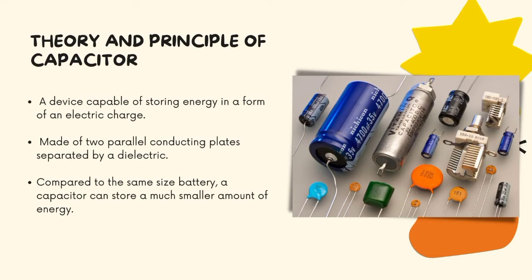Next, theory and principle of capacitor. A capacitor is a device capable of storing energy in a form of an electric charge. It is made of two parallel conducting plates separated by a dielectric, that is a parallel plate capacitor. Compared to a same-sized battery, a capacitor can store a much smaller amount of energy, which is around 10,000 times smaller, but useful enough for so many circuit designs.